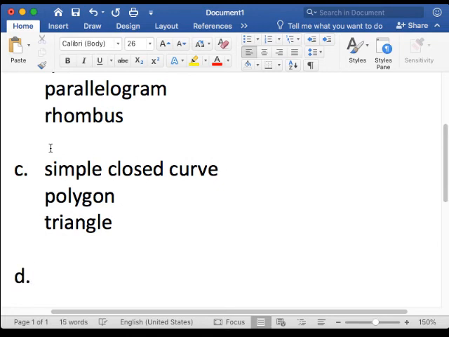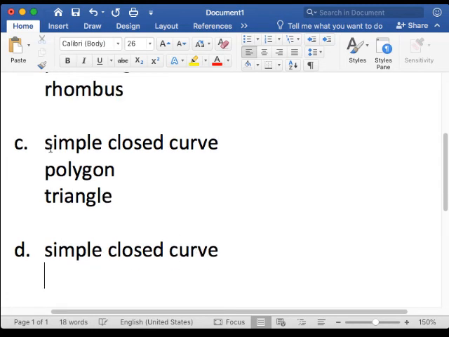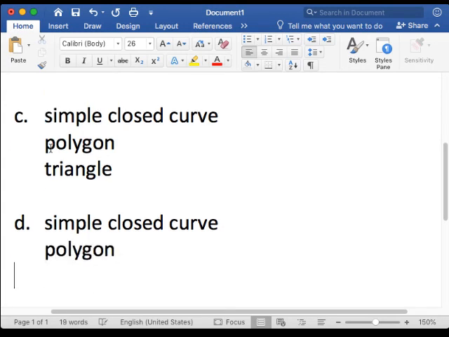All right, look at D on the back, guys. D on the back. We're going to start on the top again. If you need to flip back and forth, that's fine. Is this a simple closed curve? The answer is yes. There are no intersections in that shape. How about a polygon? Yes, it is made of line segments. How about a triangle? Nope. That one has 4 sides, not 3. So that means, guess what? It's going to be a quadrilateral.